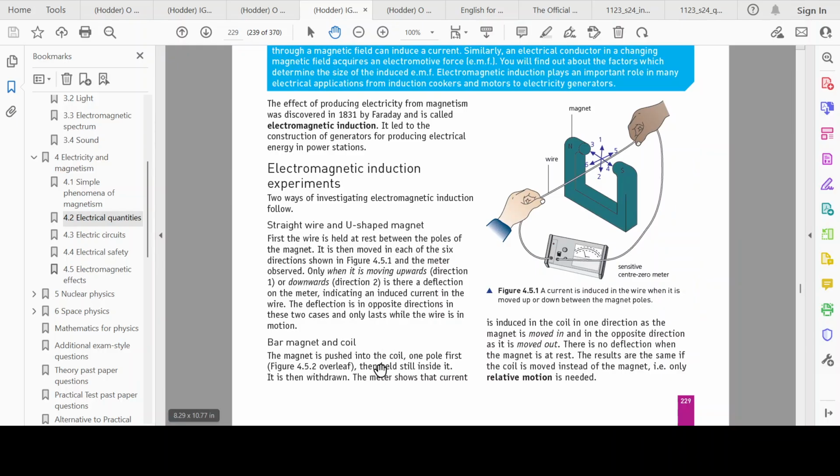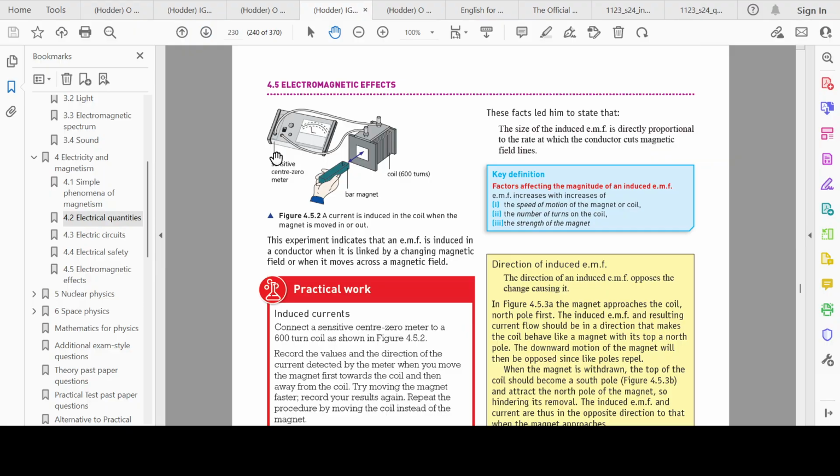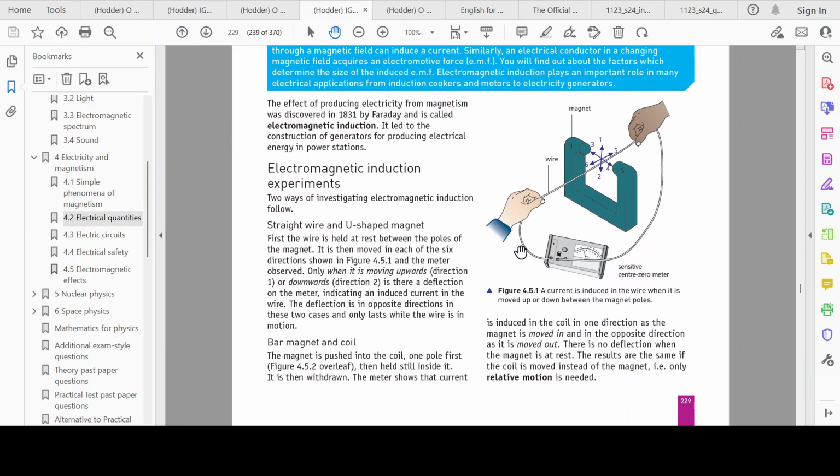The magnet is pushed into the coil and it is then withdrawn, so it's taken back out. When it's moved in, the reading is in one direction because the current is being generated in one direction. When it's moved out, the reading is in the opposite direction because the current is being generated in the opposite direction. And there's no deflection when the magnet is at rest. If you put the magnet inside the coil and just leave it there, you're not going to get any current. Why? Because it's just there, it's not being cut. So motion is necessary. The movement of either the wire or the magnet is necessary for the current to be generated.